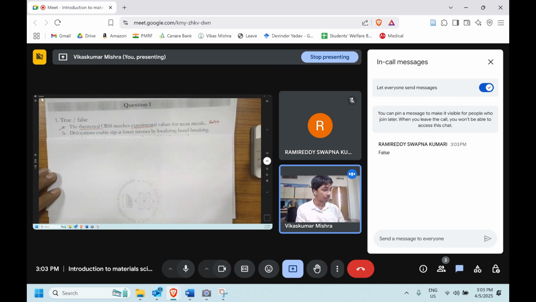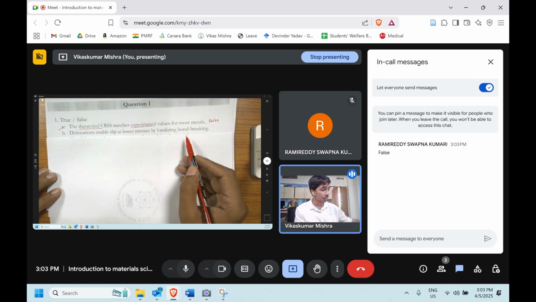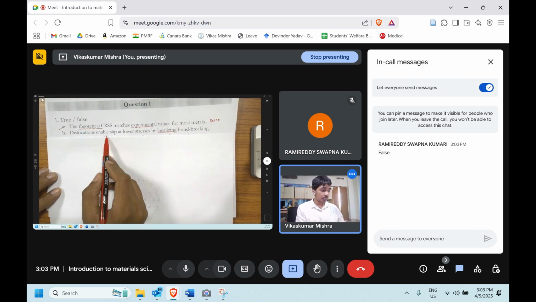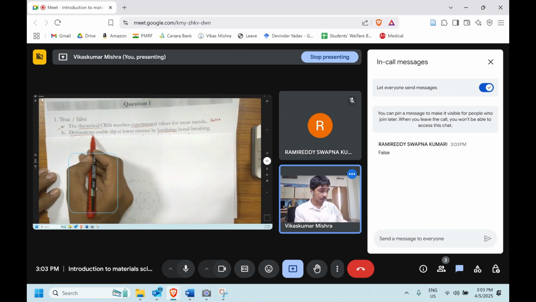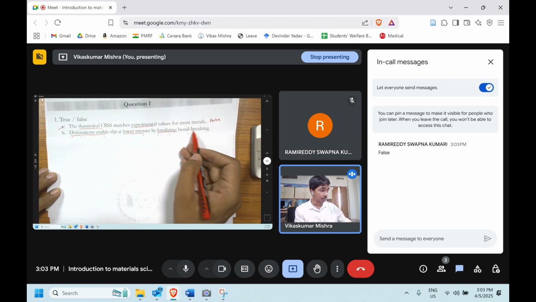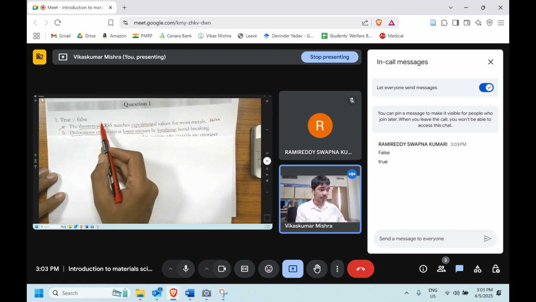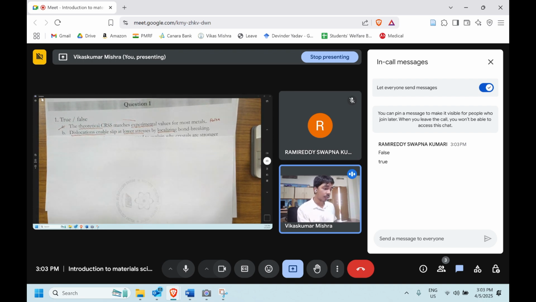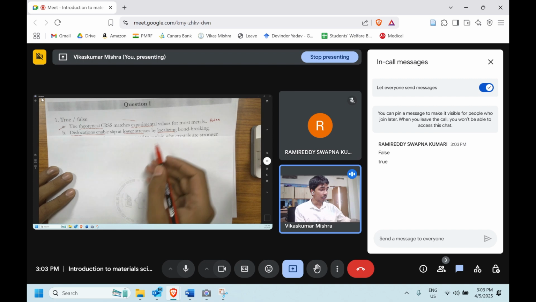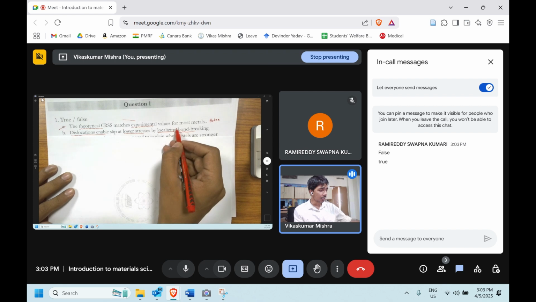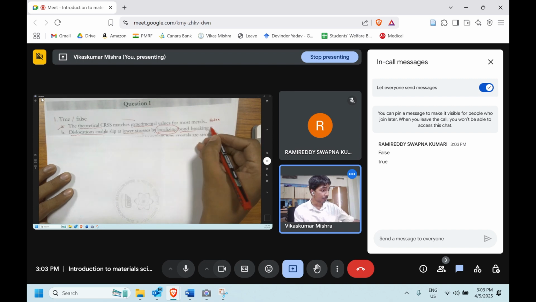Dislocations enable slip at lower stress by localizing bond breaking. What do you think? Dislocations enable slip, that's right, at lower stresses by localizing bond breaking. They are talking from the perspective of why the theoretical and the experimental values are different. It is happening because of the dislocations present in the material, which at lower stress itself can lead to bond breaking. Again, the term localized means that it happens where the dislocation is present. True. Very good.